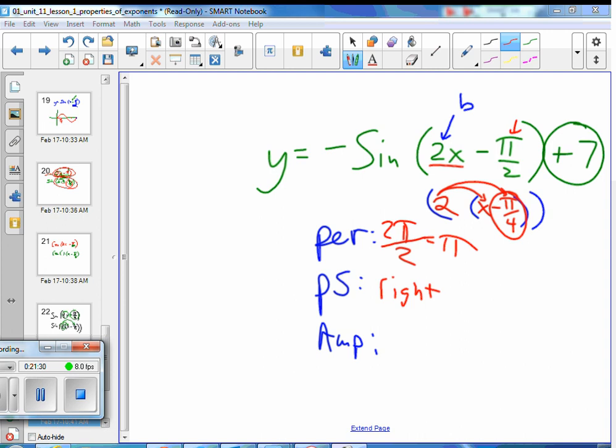You say right, pi over 4. The amplitude. I know that some kids could easily think that the amplitude was 2 here because they look at that. That's not where you should look for the amplitude, though. The amplitude is the thing in the very front. And if it's negative, you don't include the negative. So it's the absolute value of it.